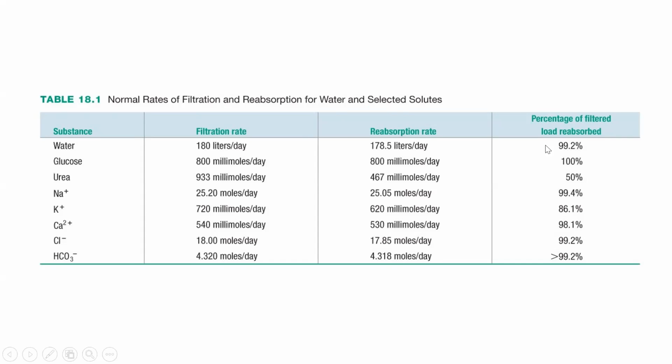Water, we know that 99% of it is reabsorbed, so most of it is reabsorbed. We talked about this before. Urea, about 50% of it is reabsorbed. Sodium, again, most of it should be reabsorbed. Most of the potassium should be reabsorbed, and most of these other solutes as well. So calcium, chloride, and bicarbonate should be reabsorbed from the tubule back into the blood.